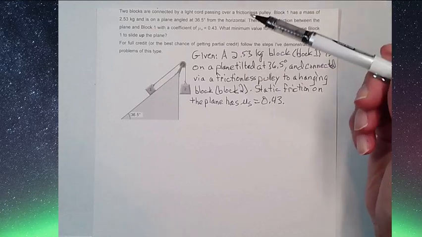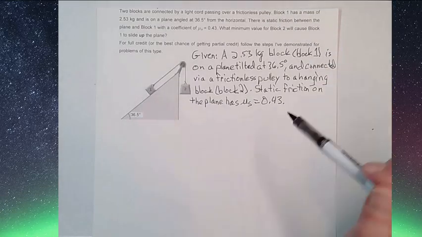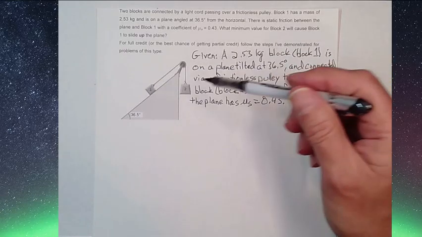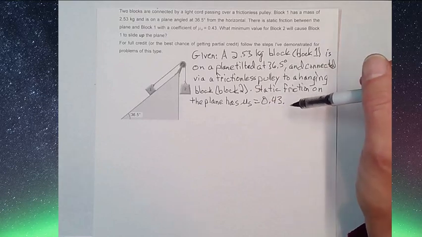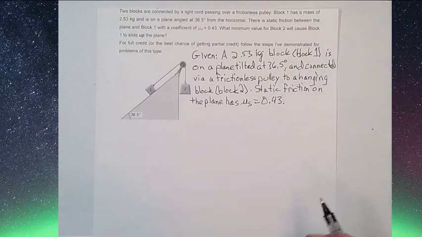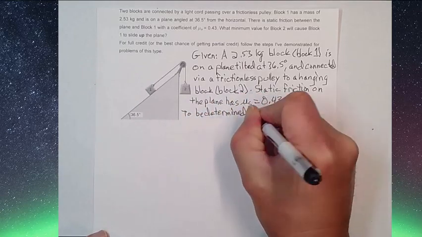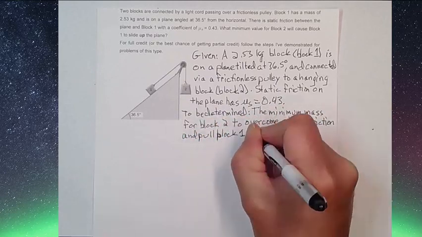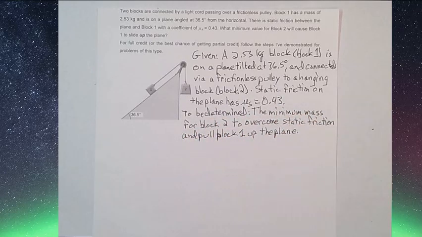We've got a 2.53 kilogram block on a plane tilted at 36.5 degrees, connected via a frictionless pulley to a hanging block. Static friction on the plane has mu sub s equals 0.43. That's the statement of the problem. Now, to be determined: the minimum mass for block 2 to overcome static friction and pull block 1 up the plane.